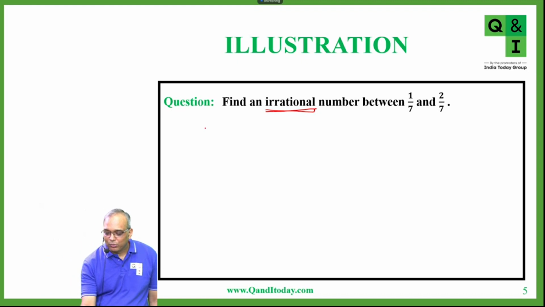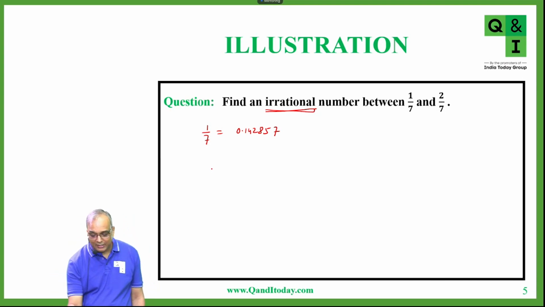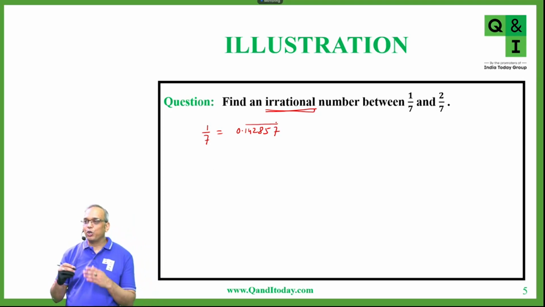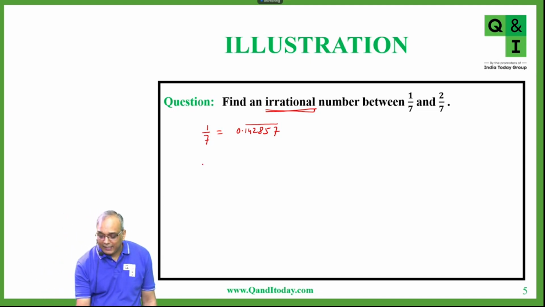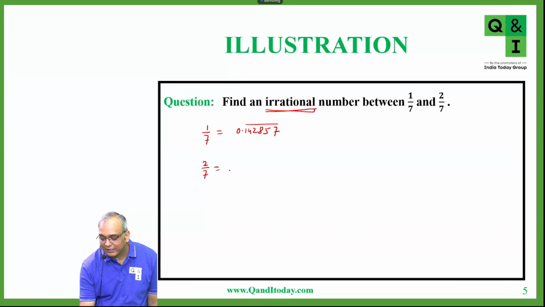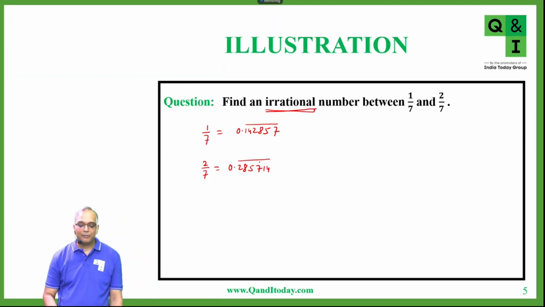So what we do first is convert 1 by 7 into decimal. If you convert 1 by 7 into decimal, this is 0.142857 with a bar over it. This is a non-terminating, recurring decimal, so it keeps on repeating. 2 by 7, if you calculate it, will be 0.285714, and this will keep on repeating, right? How do you get this?